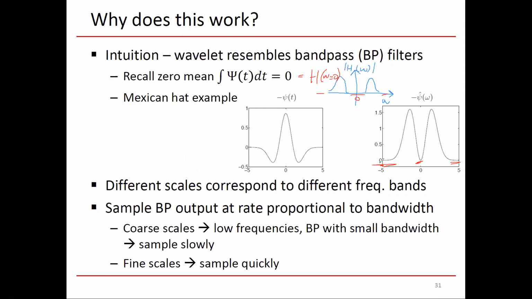So different scales are going to correspond to different frequency bands, and what we're going to do, we're going to sample this bandpass filter's output at a rate that is proportional to the bandwidth. So consider both coarse scales first and then fine scales. At coarse scales, we have this bandpass filter, and at coarse scale, it means that we're applying it in a very slow way to low frequencies. So the bandpass filter is going to have a small bandwidth, and because of that, we'll sample slowly. Now, at a finer scale, what we're going to do, we're going to be considering higher frequencies.